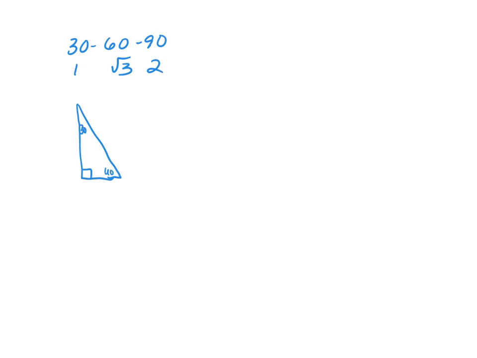Everybody see that? If they give me that this is a 7, that is the 30, what am I going to do to find the side opposite the 60? What am I going to do? I'm going to take that 7 and put a root 3 on it. Got it? And what am I going to do to get the side opposite the 90? I'm going to take that 7 and multiply it by 2. So those would be the easy ones to do.